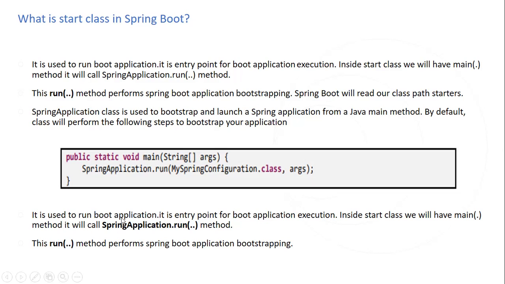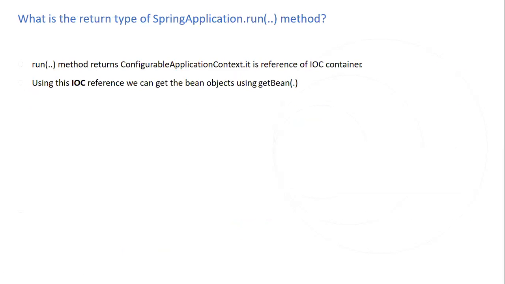So it is used to boot the application. It is the entry point. In simple words, we can say it is the entry point for your boot application execution. Inside the starter class, we will have the main method that will call the SpringApplication.run method. The run method performs Spring Boot application bootstrapping. Okay, so what is the return type of the run method?